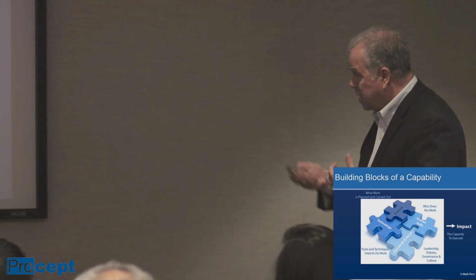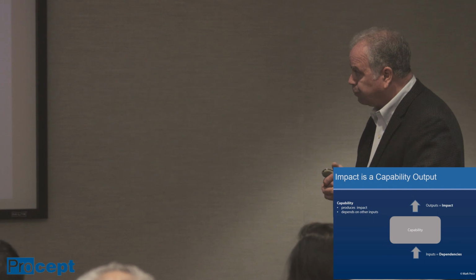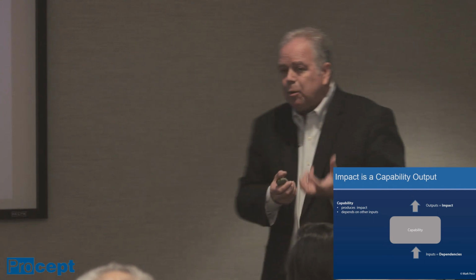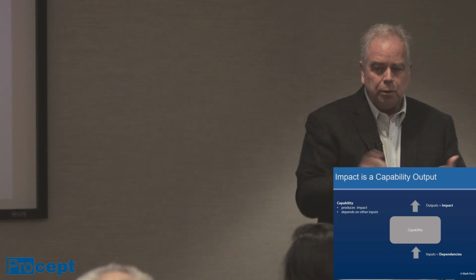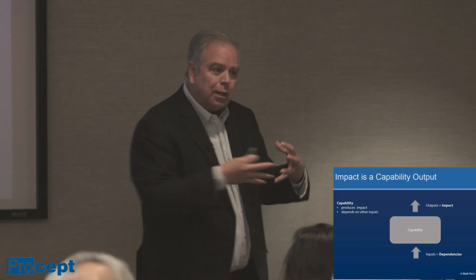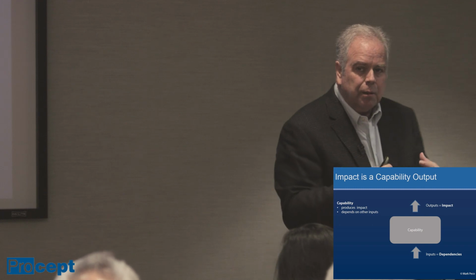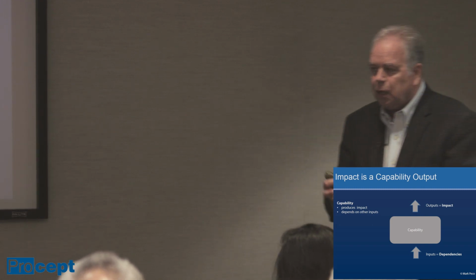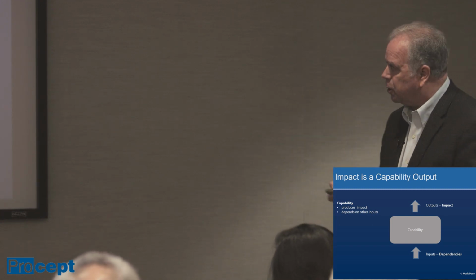So think of this as the capacity to execute based on its design. But think of a capability as an input-output. It really is a system of things that takes some kind of inputs, and we call those dependencies, and it produces some kind of an output. We're going to call it an impact. So we have to say, what's the purpose of the capability? What are the pieces we need? And what's its job in a bigger picture?